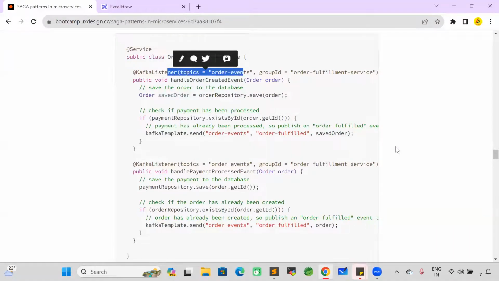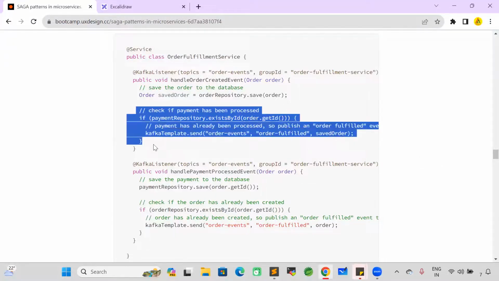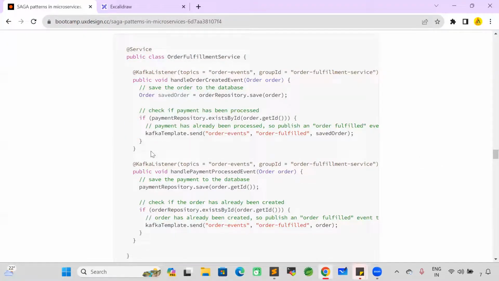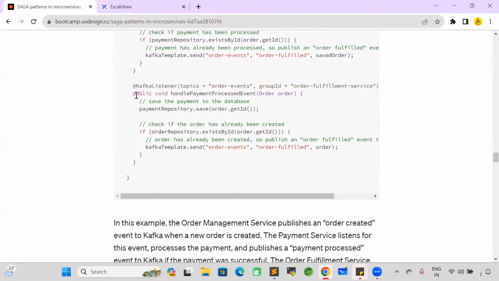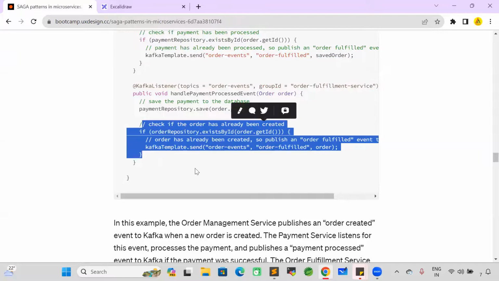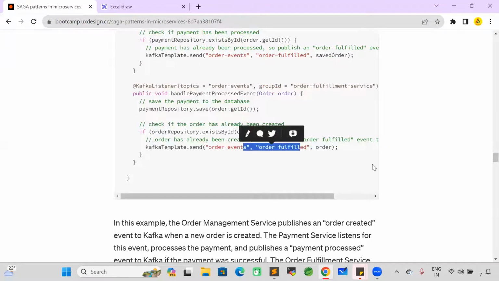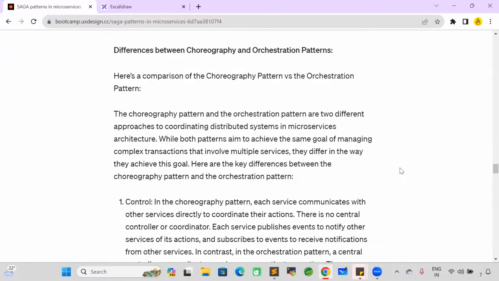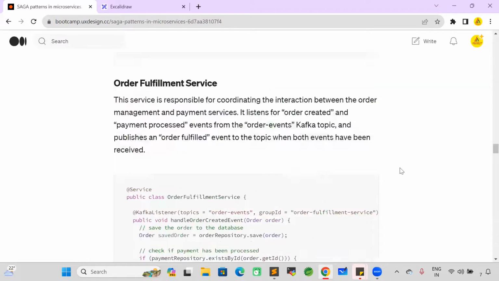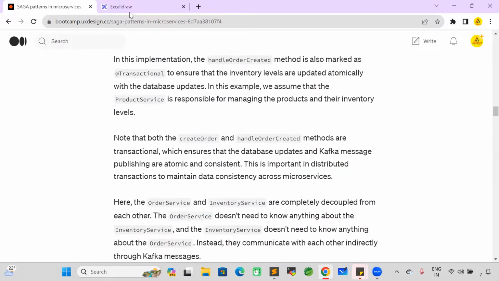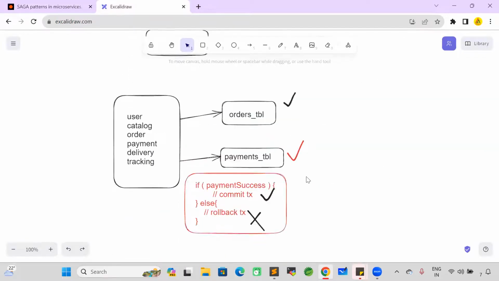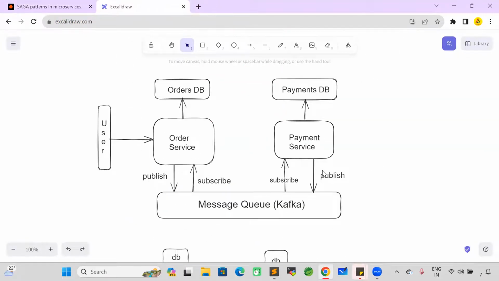Once the order is saved, then check whether the payment is available or not. Yes, payment is available. If the payment is available, then it will publish a message, payment saved, then it will publish a message saying that order fulfilled. Once the order is fulfilled, order is saved. Then it will go to the delivery service. So one service will take the action and publish the event to another service. Another service will receive the event from the topic and take the next action.